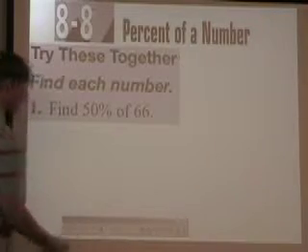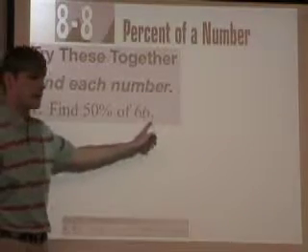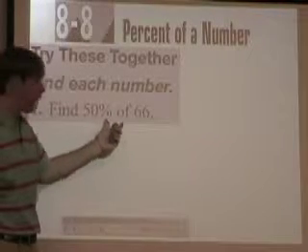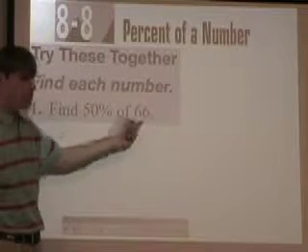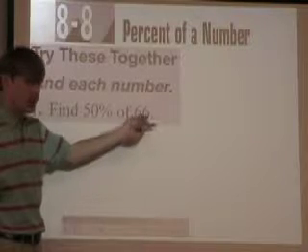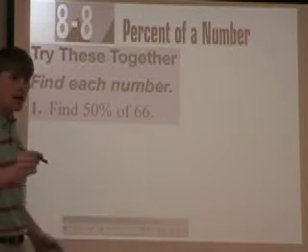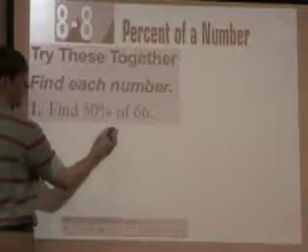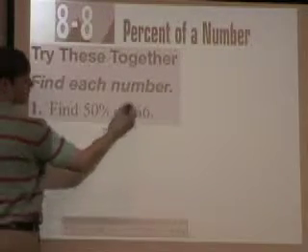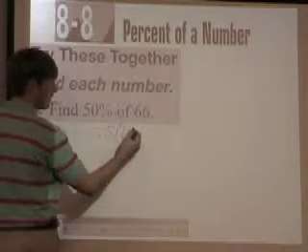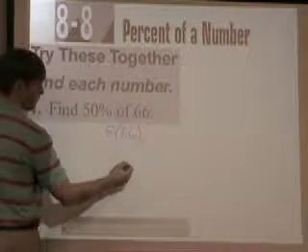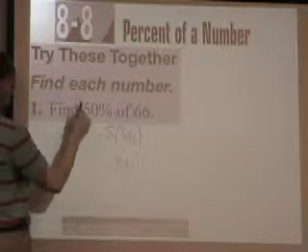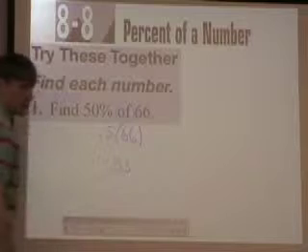Now, on this problem, it says find 50% of 66. First off, 50% is always half. So half of 66 is what? 33. So we know 50% of 66 is 33. But if you didn't know that, you could make this into a decimal, 0.5, and multiply times 66, because the word of means multiply. That's 33. Now you have to complete the sentence. So the way you'd answer it is 33 is 50% of 66.